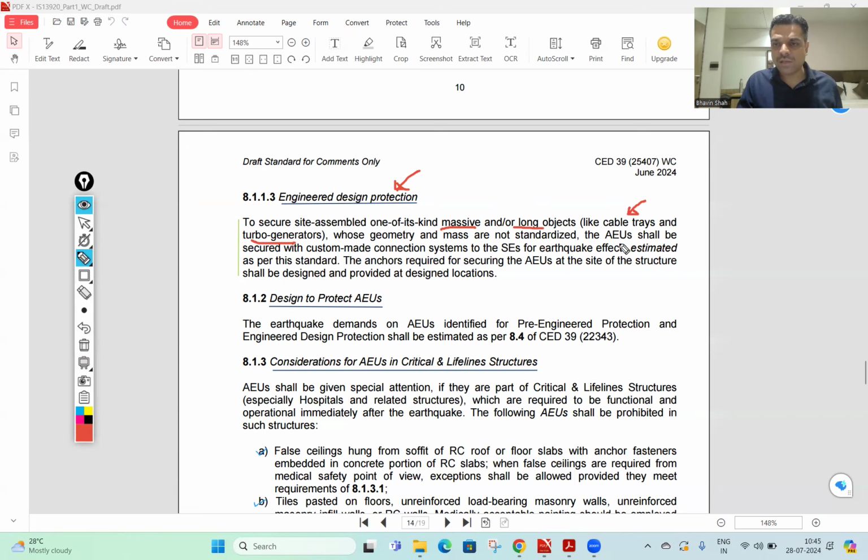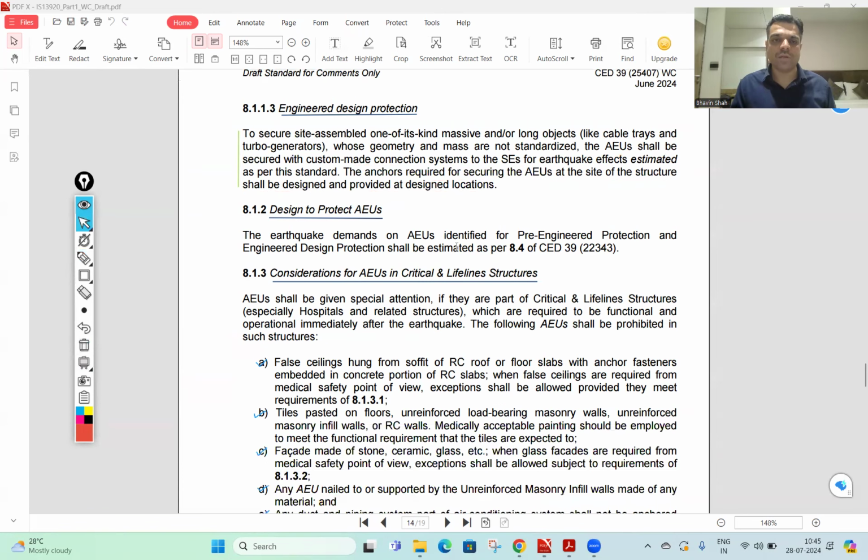So here we can see that the AUs shall be secured with a custom-made connection system to the ACs. Custom-made means those connections need to be designed, right? And the anchors required for securing the AUs at the site of the structure shall be designed and provided at design locations. So this kind of element shall be designed separately, right? So these are the strategies which are added for the AUs.